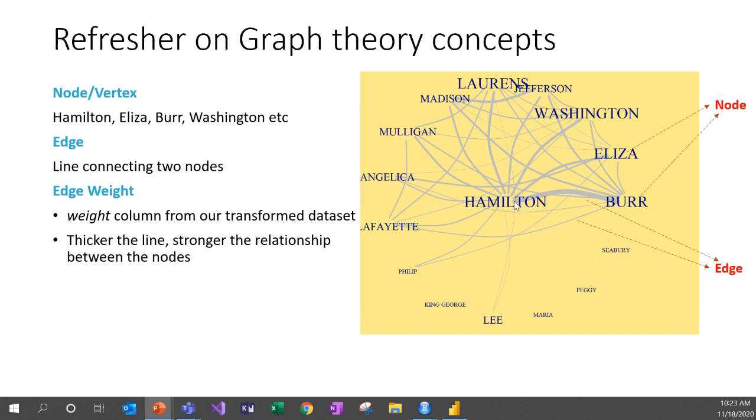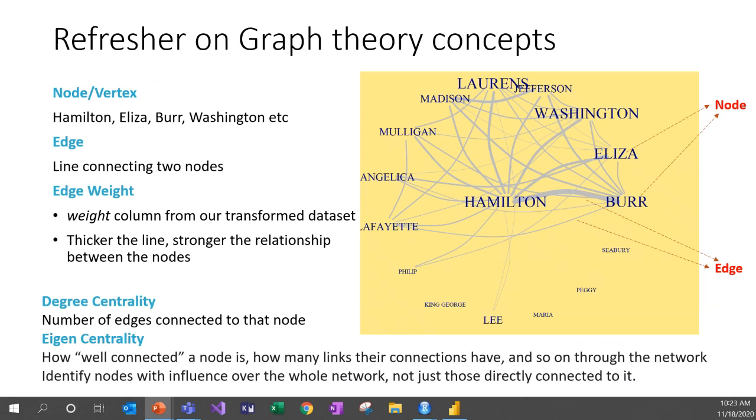Immediately you can see, okay, Hamilton and Burr have a pretty strong relationship. They appear together in a lot of songs. So do Hamilton and Eliza. Hamilton and Lee, not so much. So that's what edge weight is. I also want to go over a couple of related graph theory concepts. These are applications widely used in things like PageRank and social network analysis. So the concept of degree centrality. What is degree centrality? It's the number of edges that are connected to the node. An example is for Lee, it would be 2, you know, 2 different edges.